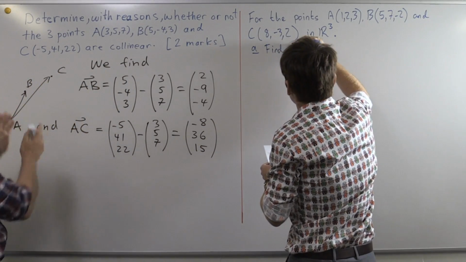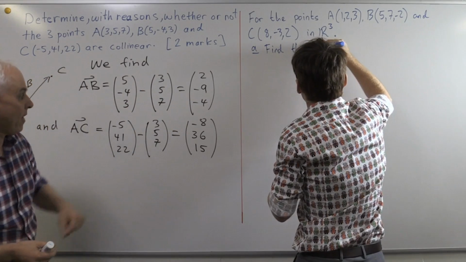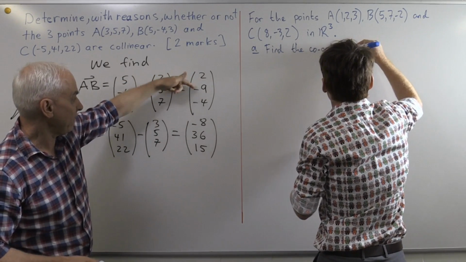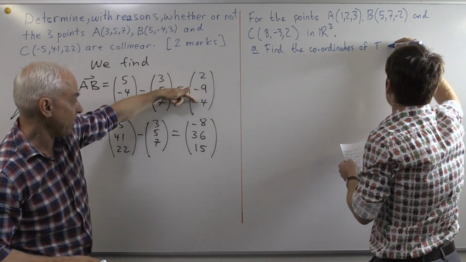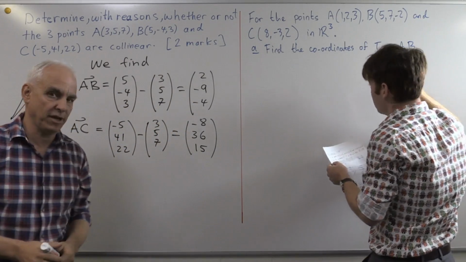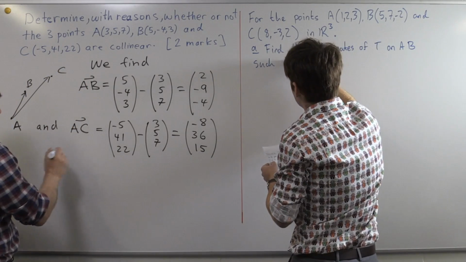So we have these two vectors now. We have to decide, are these multiples of each other? So 2 and minus 8, well, if we multiplied by 4, we'd get that. If we multiplied this by 4, we'd get that. It looks like maybe they are. And if we multiply this by 4, we're not getting 15. All right. So these are not multiples of each other.